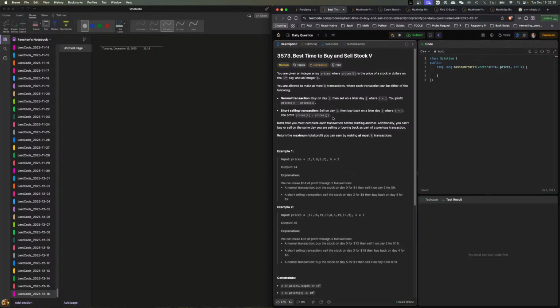Best time to buy and sell stock. Price, and at most K transactions, where each transaction can be either of the following. Normal transaction: buy on day I and then sell on day J. And short: sell on day I and then buy on day J. You can't buy or sell on the same day you're selling or buying as part of a previous transaction.